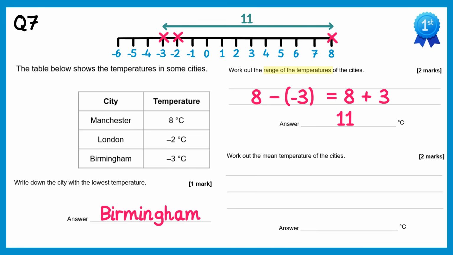In the final part of this question, we're asked to work out the mean temperature. To do this, we need to add together all of the temperatures we have and divide them by how many there were. So we'll start with Manchester at 8, we'll add to this -2, and then add to this -3. This is just like doing 8 take away 2 take away 3, which gives you 3. Then we divide this by how many cities there were, which is 3, so 3 divided by 3 gives you 1. So the answer to the mean is 1 degree C.